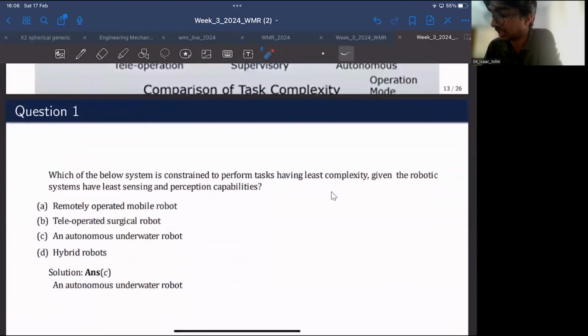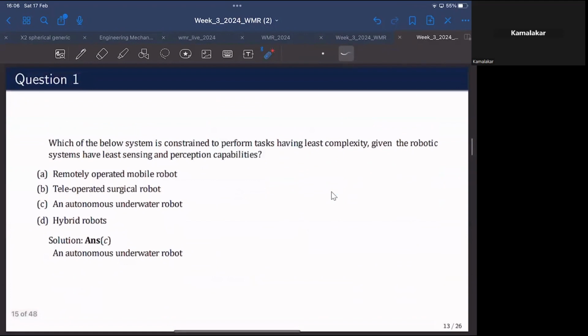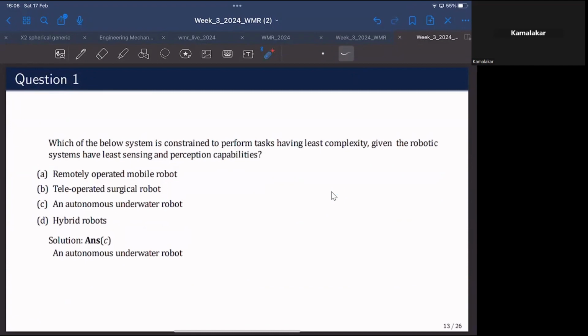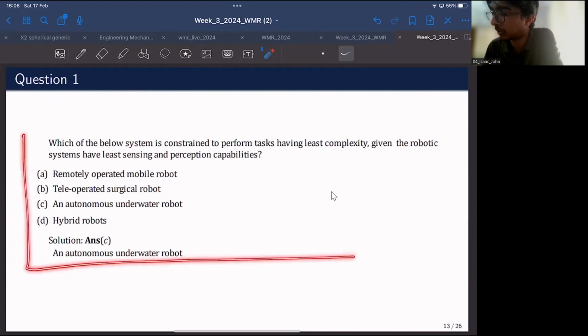It's indeed option C. It says autonomous underwater robot. But yeah, I think this question is quite confusing. One way we are saying least complexity, and another way we are saying least sensing. Yeah, this question is probably quite confusing.